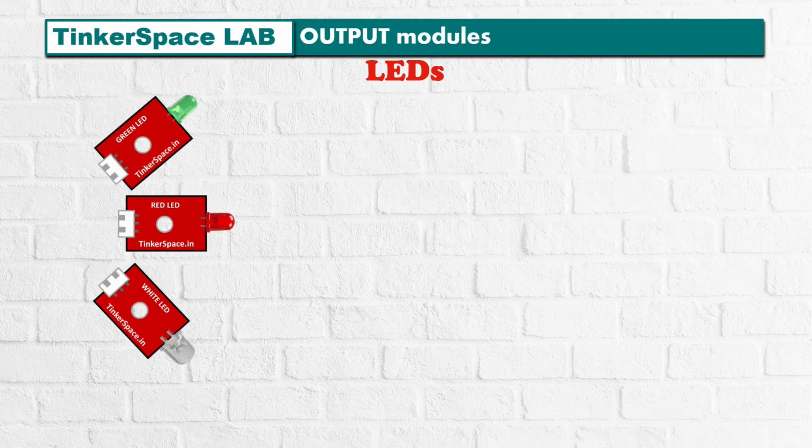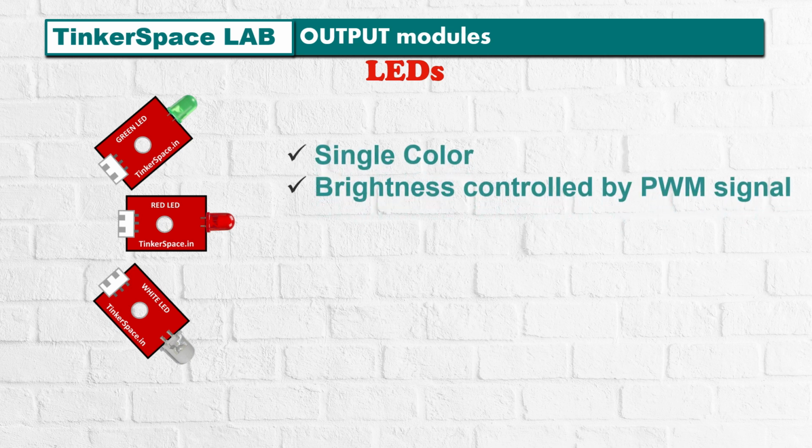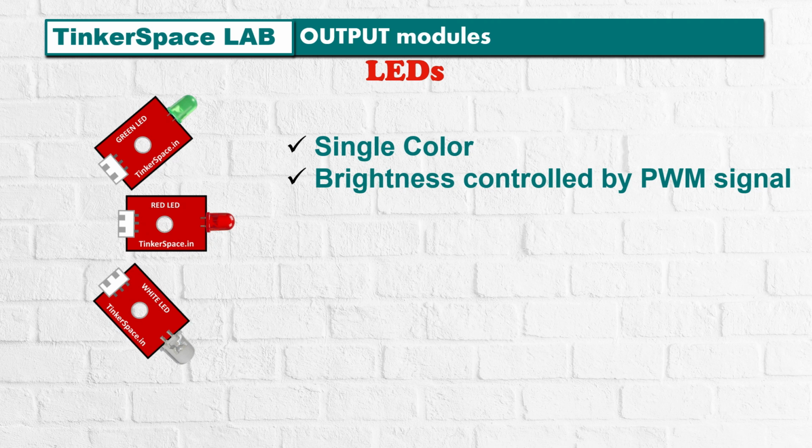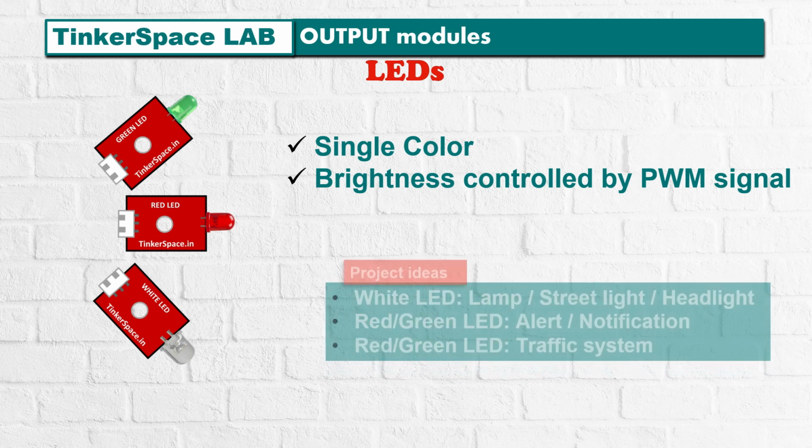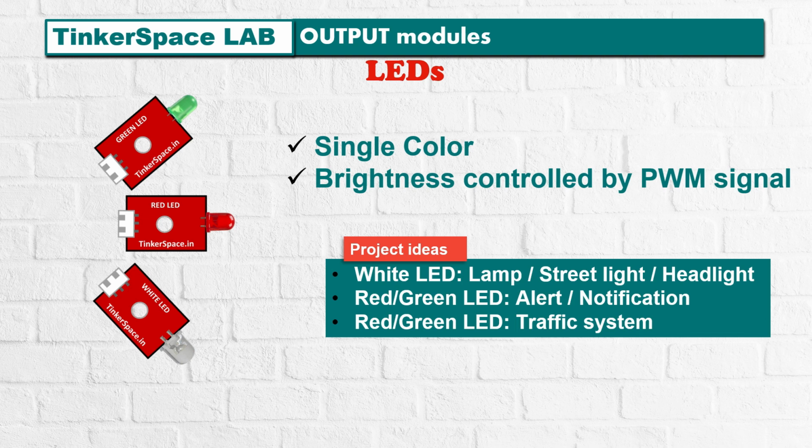LEDs. LEDs are simple yet powerful output devices that emit light. Single color LEDs emit one color such as red, green or white. Brightness can be controlled using something called PWM signal, pulse width modulation. How it works? When the current passes through the LED, it lights up. By controlling the current or the PWM signal, you can adjust the brightness. Example project ideas are white LEDs used in lamps, street lights or vehicle headlights. Red or green LEDs used for alert notifications or traffic light systems.